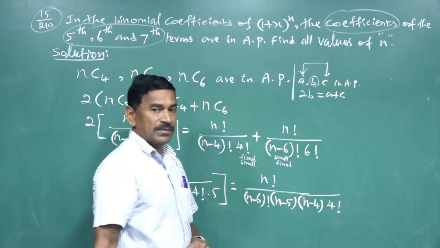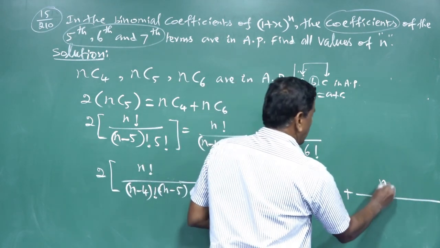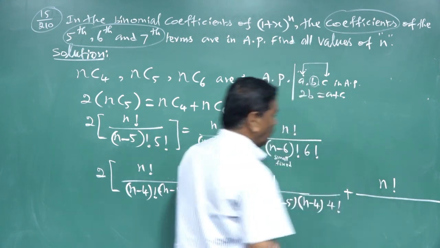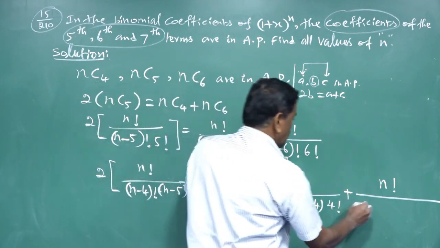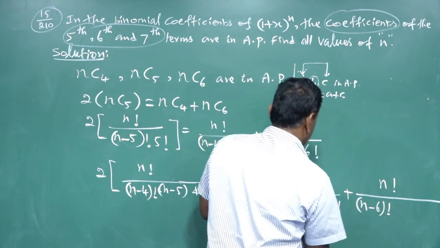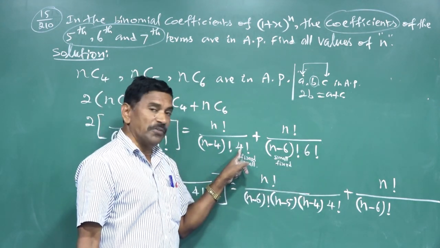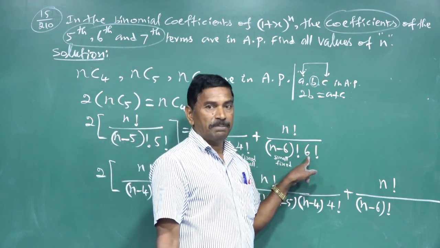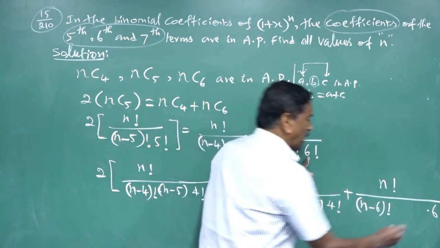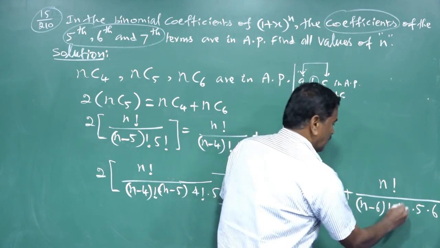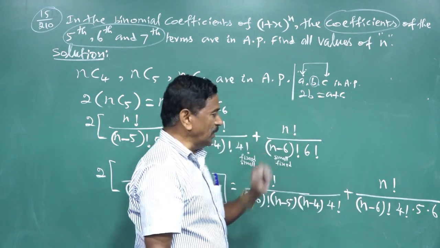This 4 factorial is fixed. Okay, plus, say long divide, numerator n factorial divided by, we told already n minus 6 factorial is very small, fixed. Okay, this 6 factorial I want to rewrite. How to rewrite? Until we get to 4 factorial. Now listen, 6 factorial is equal to 6 into 5 into 4 factorial. Like that you want to split.